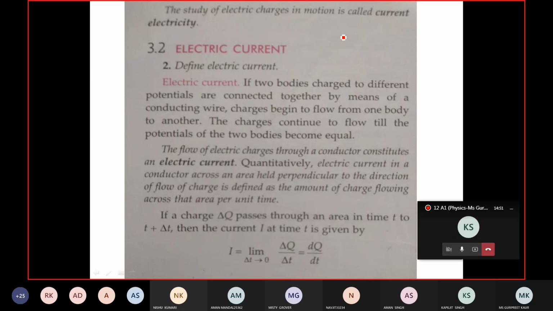See here, if you have a conductor like this, this is your cross-sectional area, and this is the direction of flow of charge. So this area A is held perpendicular to the direction of flow of charge. Whatever charge is passing through this area in unit time, that constitutes electric current.